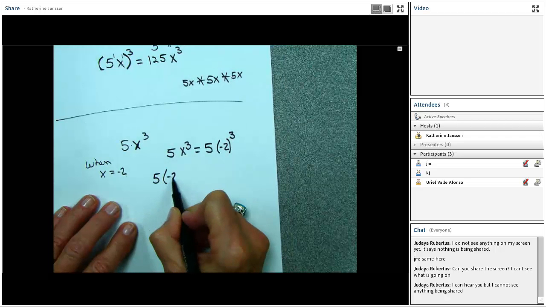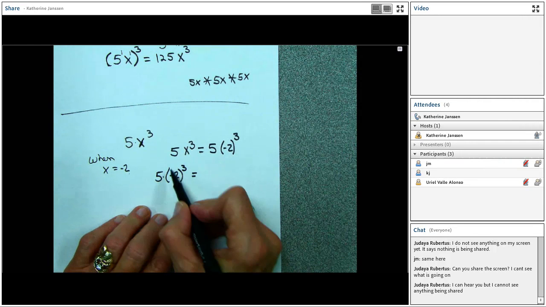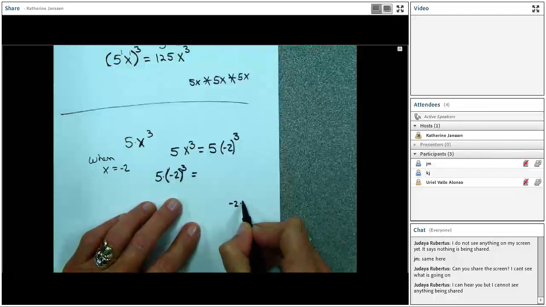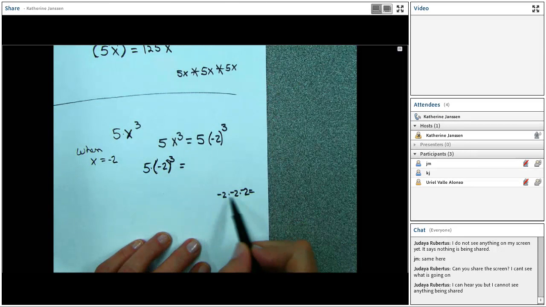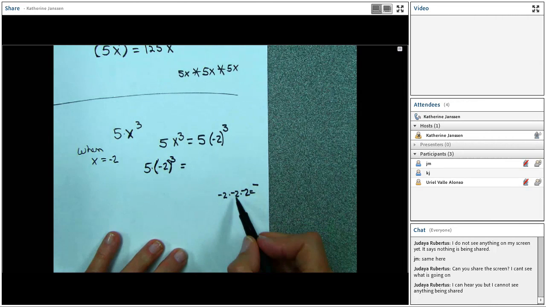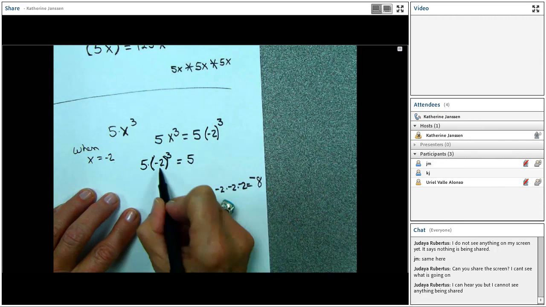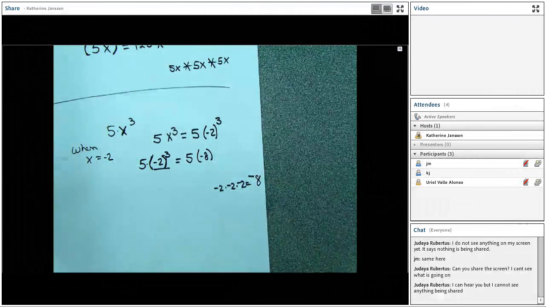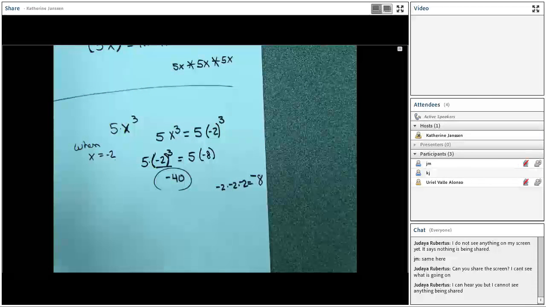Five times a -2 cubed. Well, that's 5 times, I have a base raised to a power, and I have a clue: I happen to have a negative base. That's -2 times -2 times -2. A negative times itself an odd number of times is going to result in a negative. 2 times 2 is 4 times 2 is 8, so -8. So I have 5 times, resolving my exponent, a -8. 5 times -8 is -40.